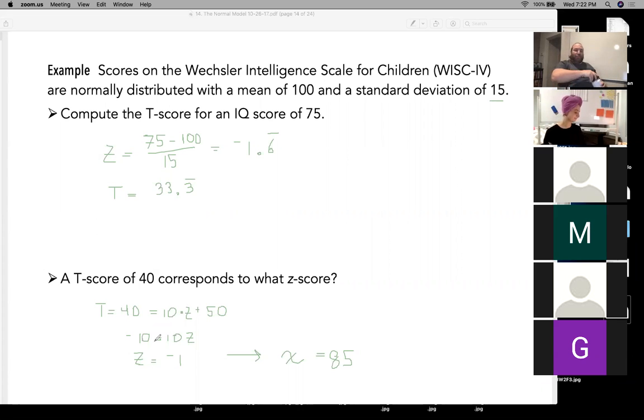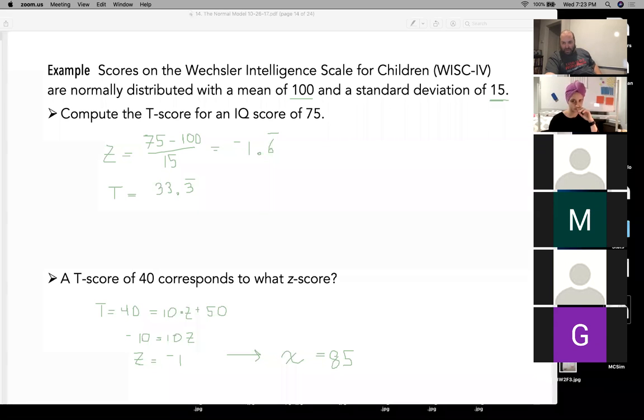So anyway, we solved for the z-score. A z-score of -1 means that my data point is exactly one standard deviation beneath the mean. If the mean's 100 and my standard deviation is 15, then one standard deviation less than 100 is 85. Thank you, Alex. That was great.